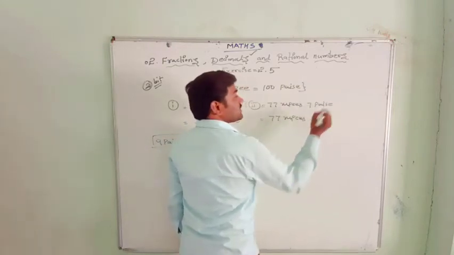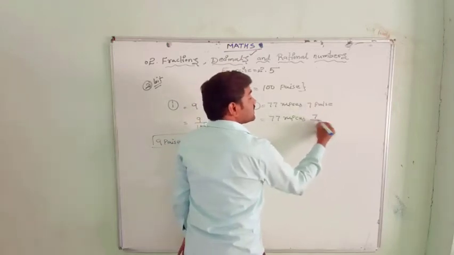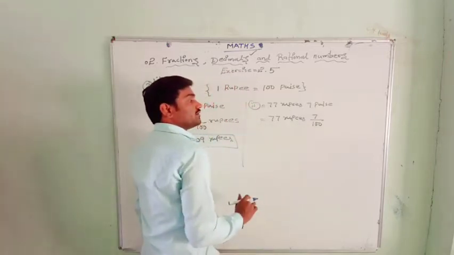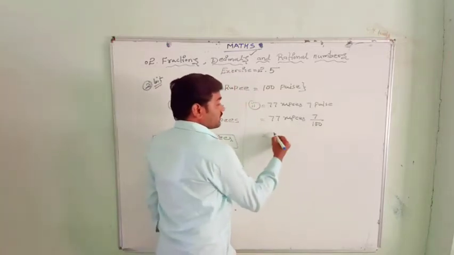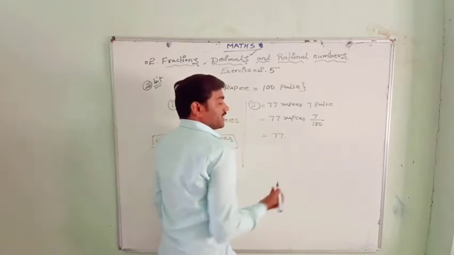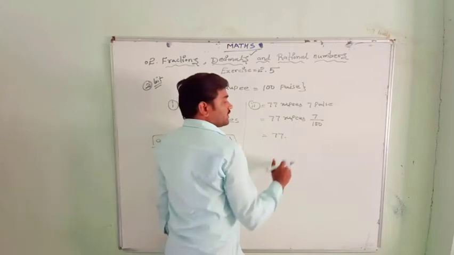And this 7 paise, what we have to do with it? See, this 7 paise we will write as 7 by 100 rupees. That means 7 by 100. Okay, this rupees will keep a decimal point here. This 7 by 100.